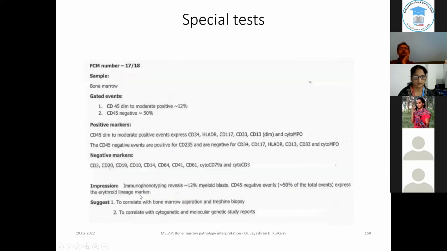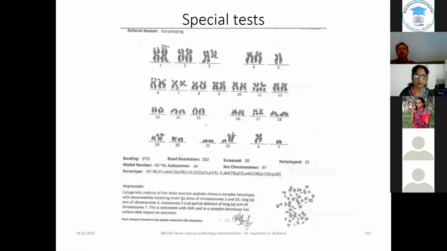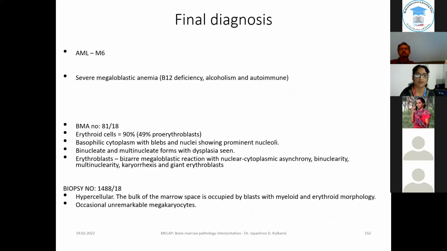Then in this case, the flow was done and it revealed 12% myeloid blasts, but the CD45 negative events, the erythroid cells, are CD45 negative. They constituted 50% of that population, and they were positive for CD41 and CD61. So this confirmed the diagnosis of AML M6. And on cytogenetics, it showed multiple anomalies, and it was consistent with AML with a complex karyotype. So please do not forget to rule out B12 deficiency, alcoholism, and autoimmune causes before calling it M6.